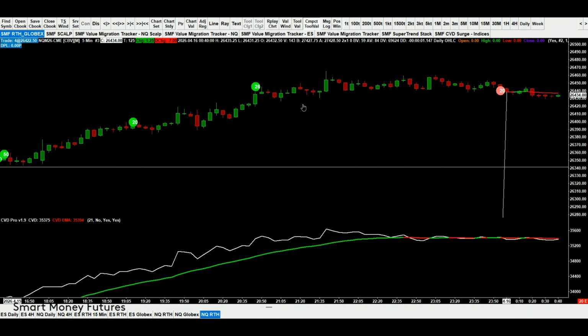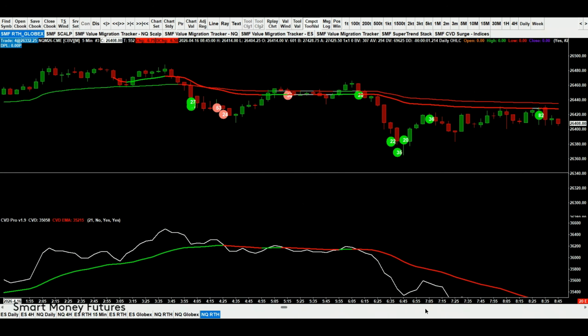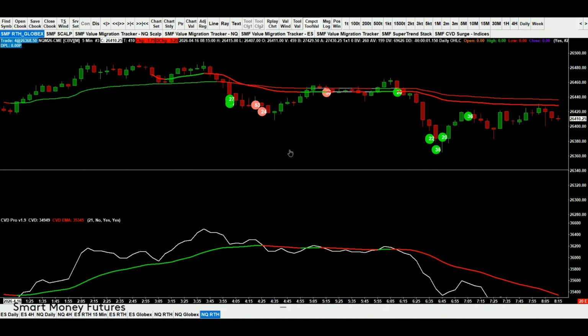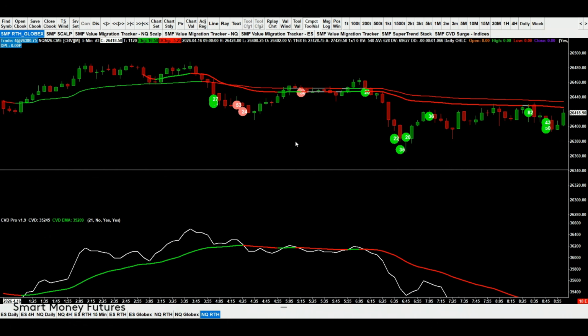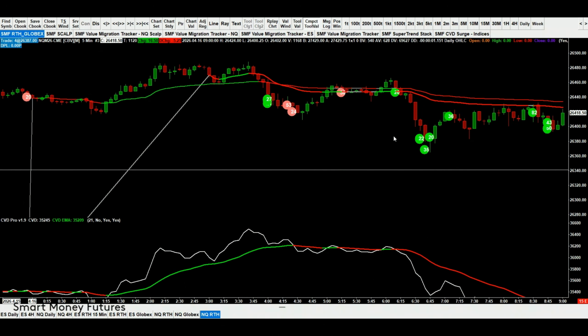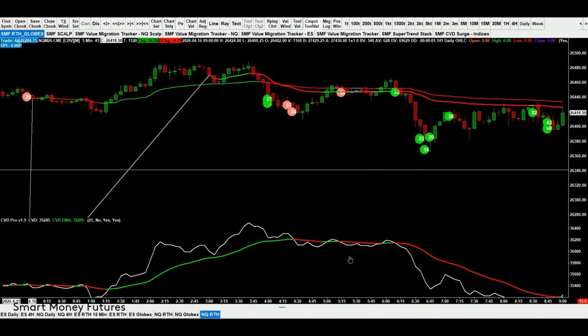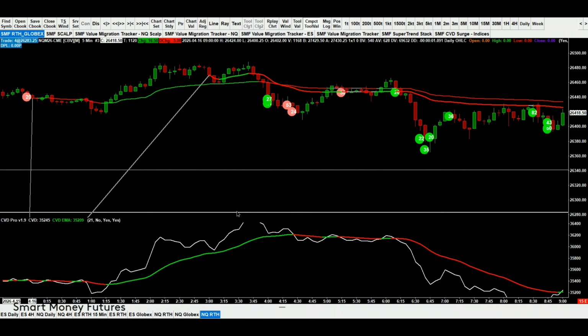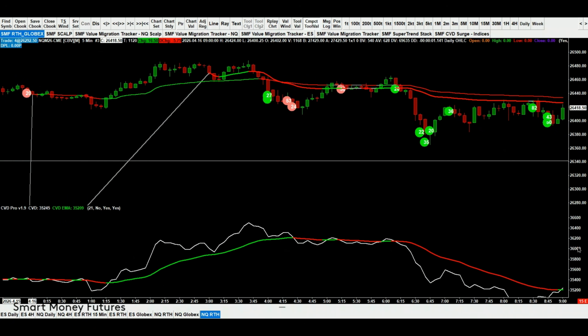Same CVD strength, two completely different trade plans. The difference is structure, acceptance, and confirmation. So here's some common mistakes. The first mistake is treating CVD as a directional truth. CVD shows aggression. It does not prove control. Control is proven by acceptance or rejection.